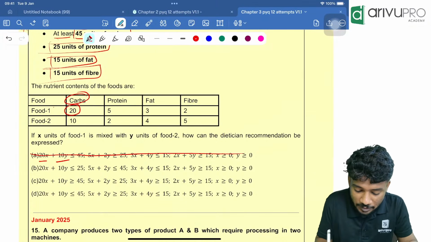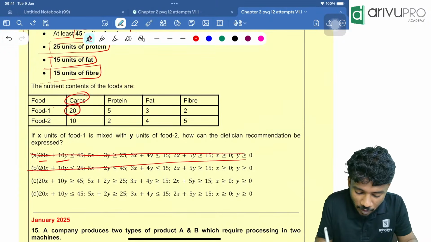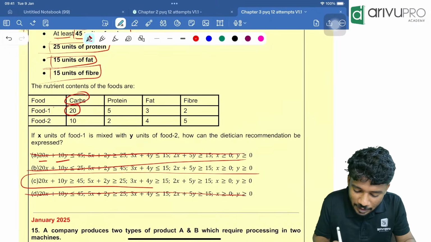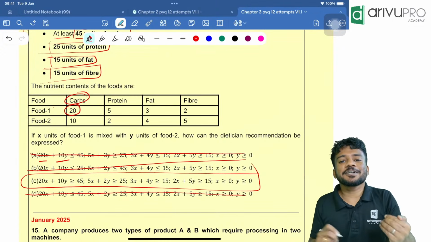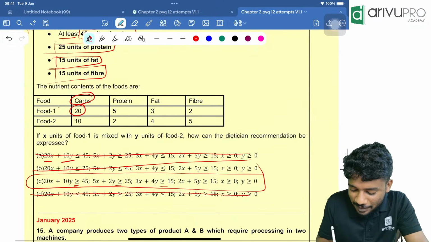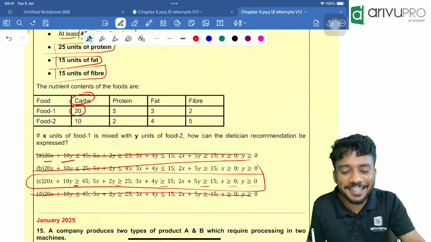That means option A is wrong. Option B is wrong. Option D is wrong. The only possible answer is what? Option C. Why? Because it is at least. The greater than or equal to sign should be there for all of them, right? Yes.